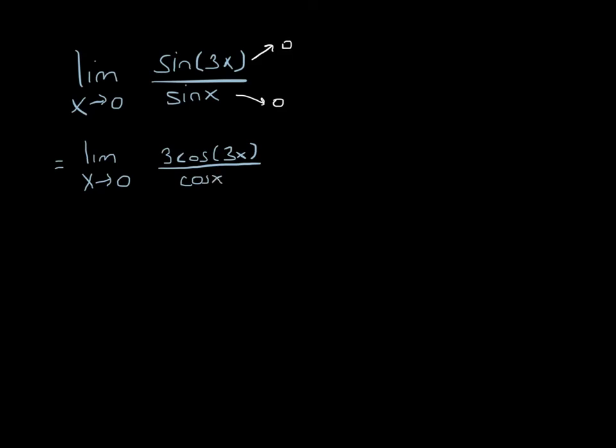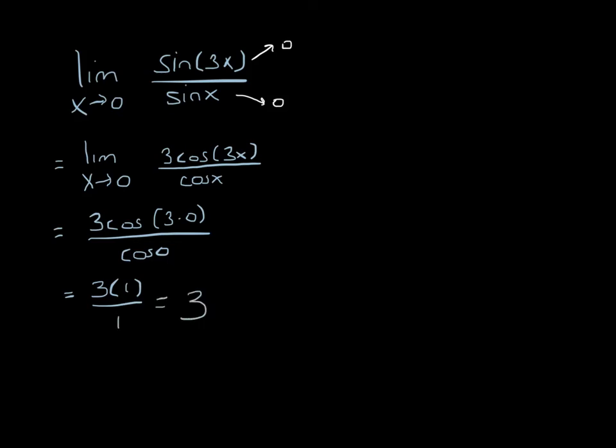And now let's see what happens when we evaluate. We'll have 3 cos of 3 times 0 over the cosine of 0. Well, 3 times 0 is 0, and the cosine of 0 is just 1. So 3 times 1 over 1 is 3.